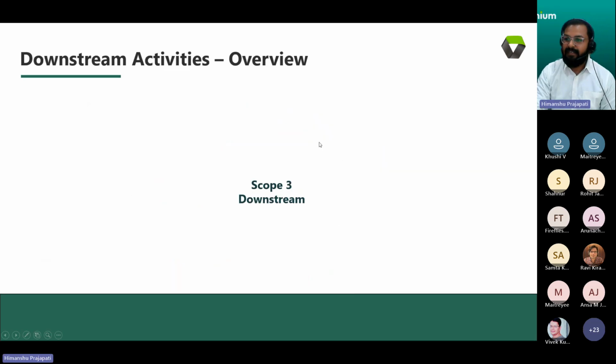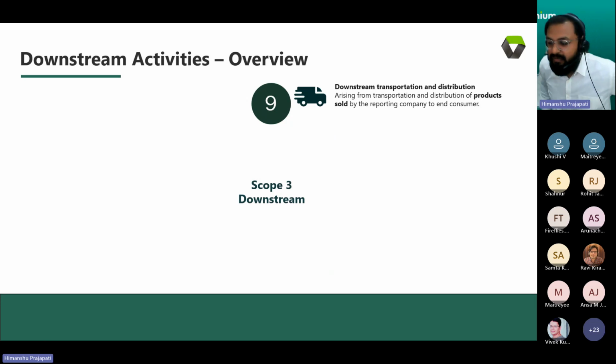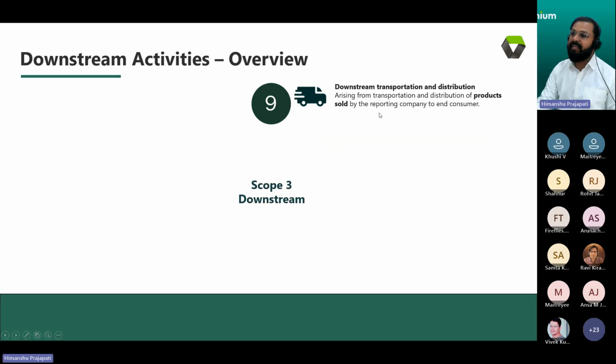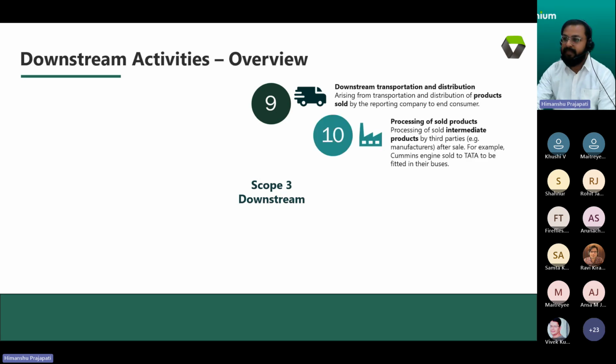All right. Let's talk about downstream scope 3 emissions. The questions that we've just been asked are very similar. Downstream transportation and distribution is very straightforward. These are emissions arising from transportation and distribution of products sold by the reporting company to the end consumer. Here it could be another company or it could be a user. It can be anything. Thereafter, processing of sold products.